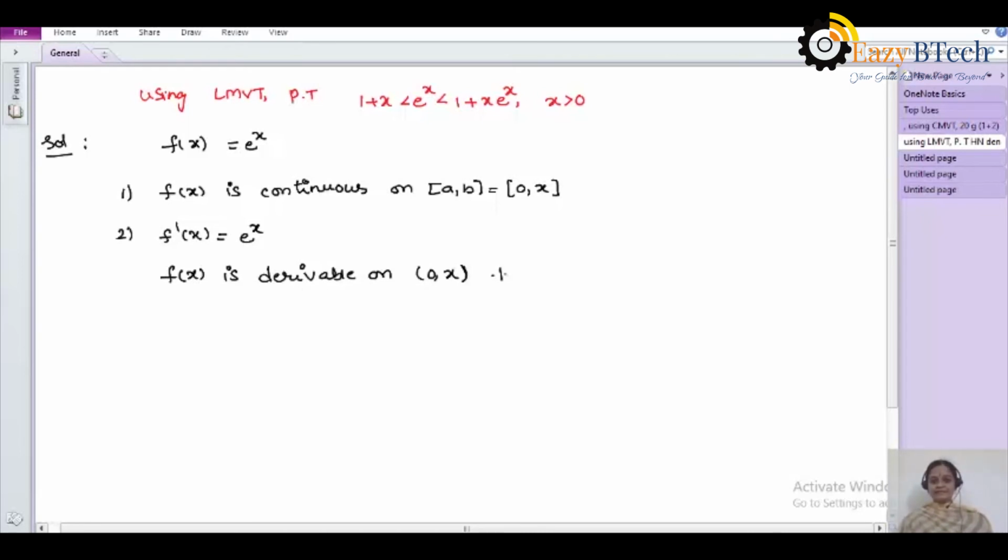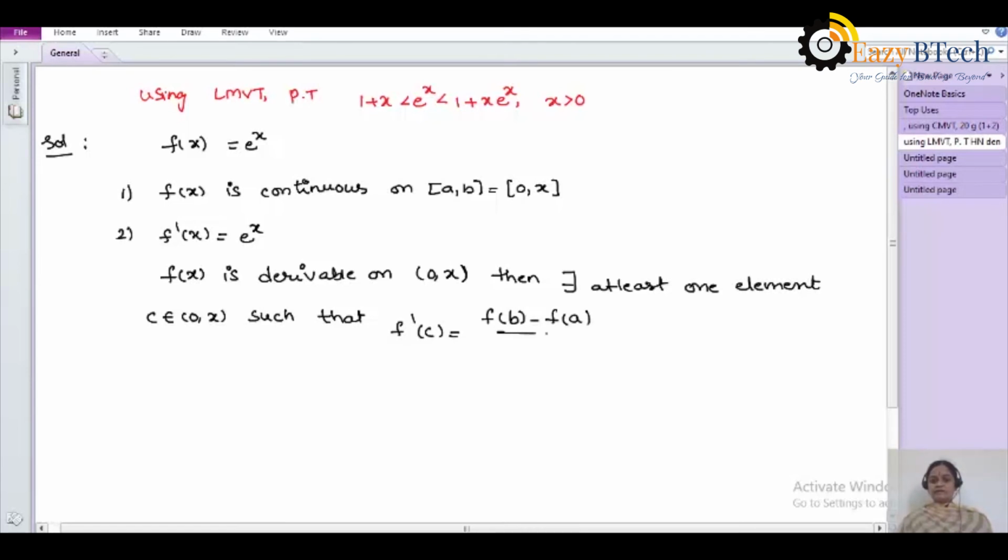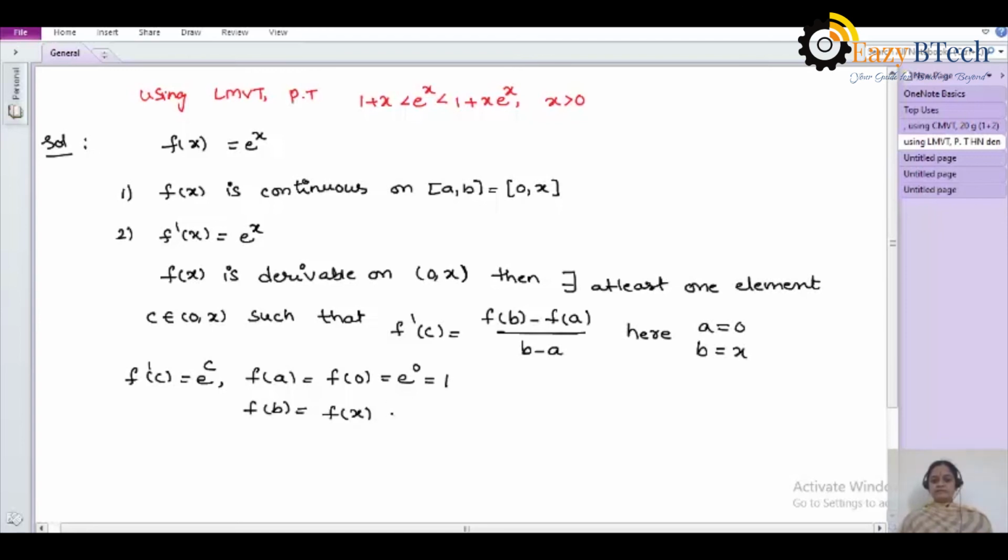The next thing I have to write here: then there exists at least one element c belonging to (0, x), such that the condition is, students, f'(c) = (f(b) - f(a))/(b - a). Here the value of a is 0 and the value of b is x. So using the second condition, the value of f'(c) is e^c, the value of f(a) is e^0 = 1, and the value of f(b), that is f(x), is e^x only.